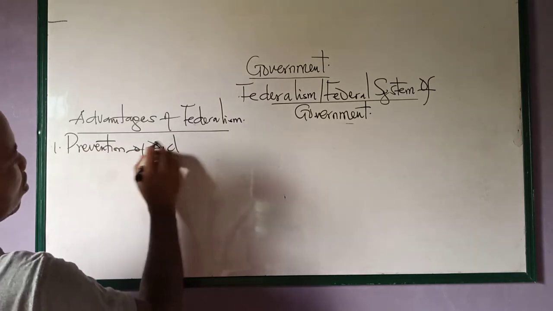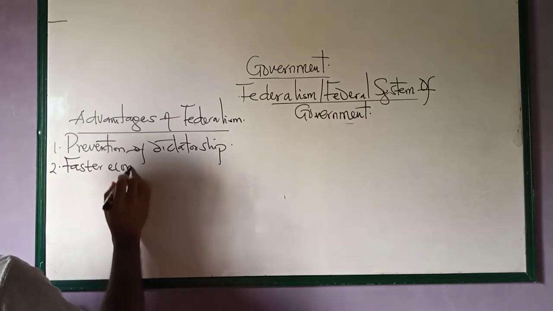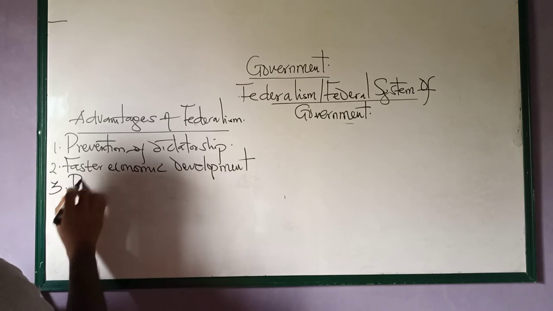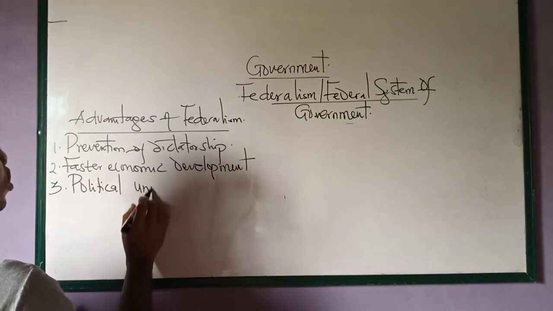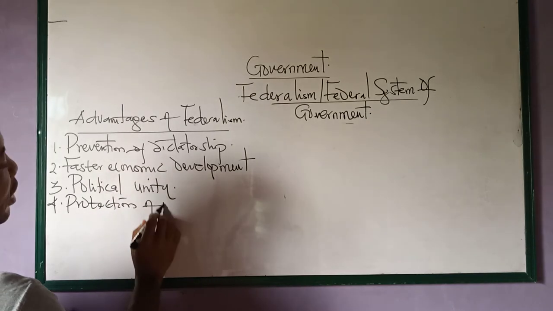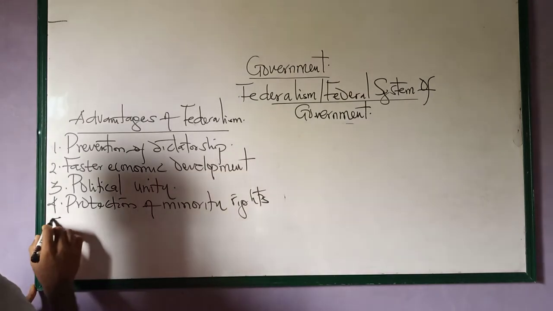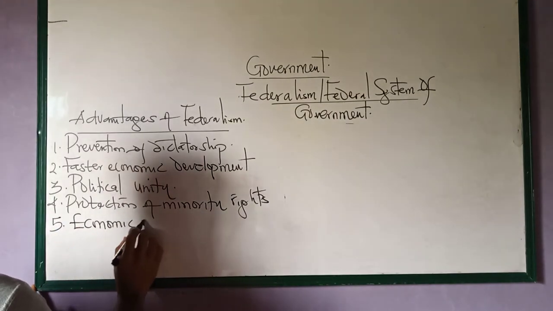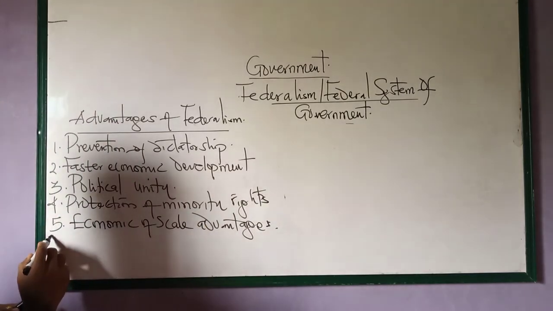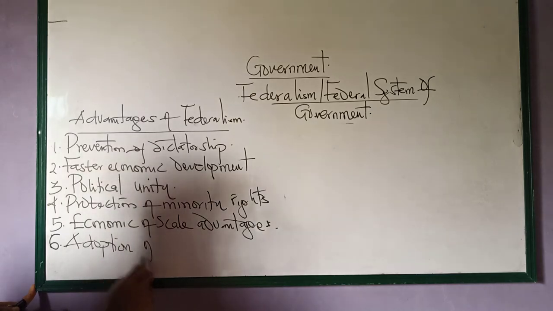of dictatorship. Number 2, faster economic development. Number 3, political unity. Number 4, protection of minority rights. Number 5, economic of scale advantage. Number 6, adoption of the rule of law.